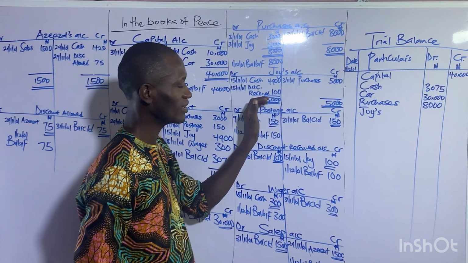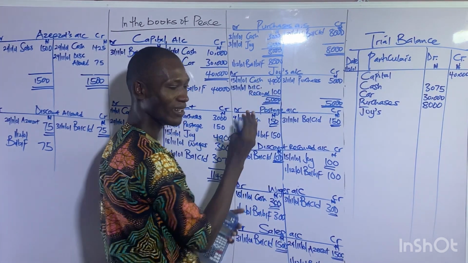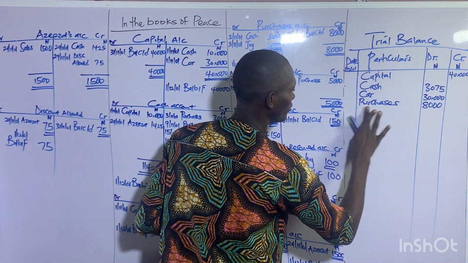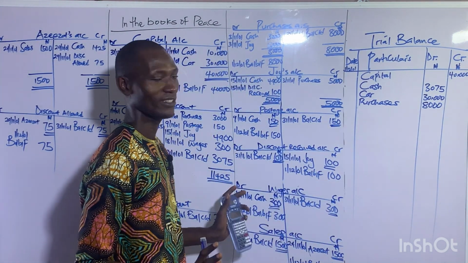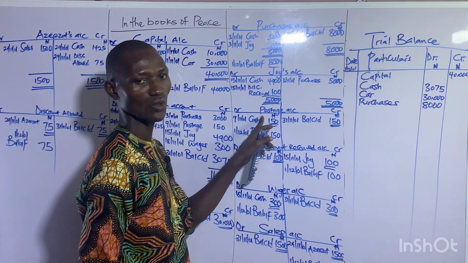You can see there is nothing like balance carried down or balance brought down. The credit side is exactly the same as the debit side. They are equal. So no balance here. We are not recording anything here with respect to Joy. So it's self-balanced. So we move to the next one, postage.